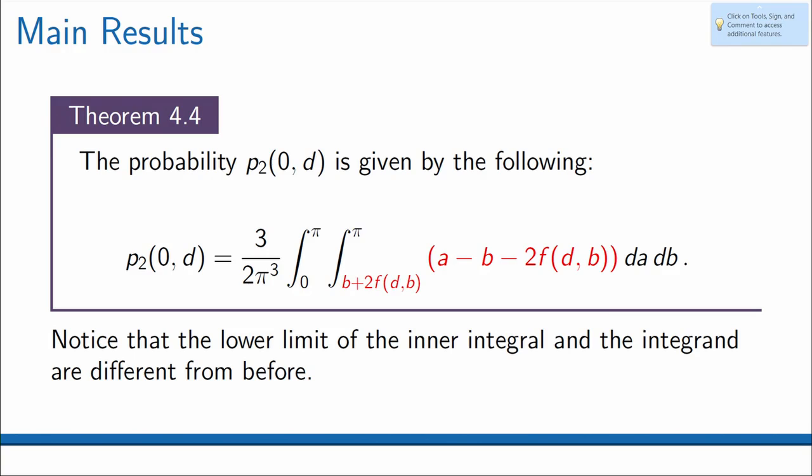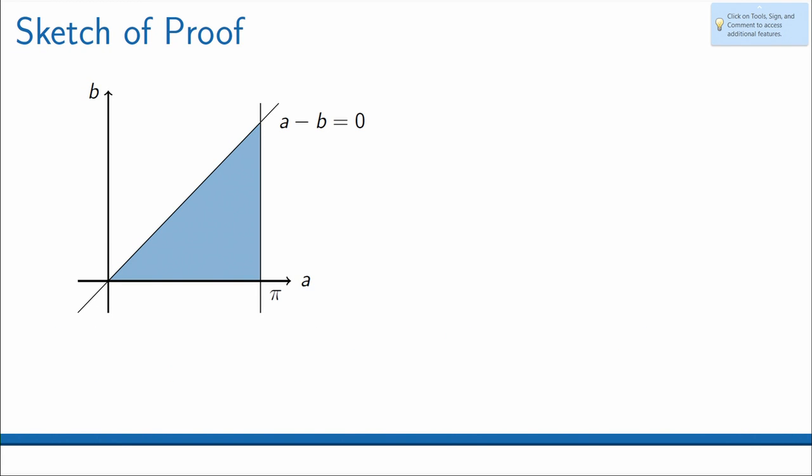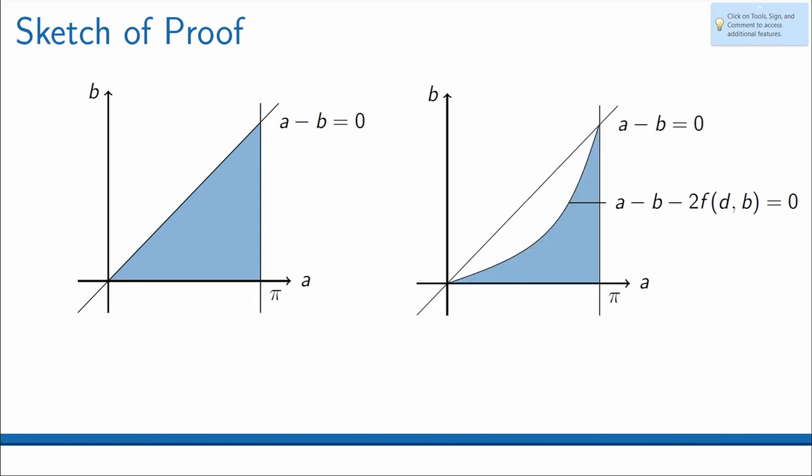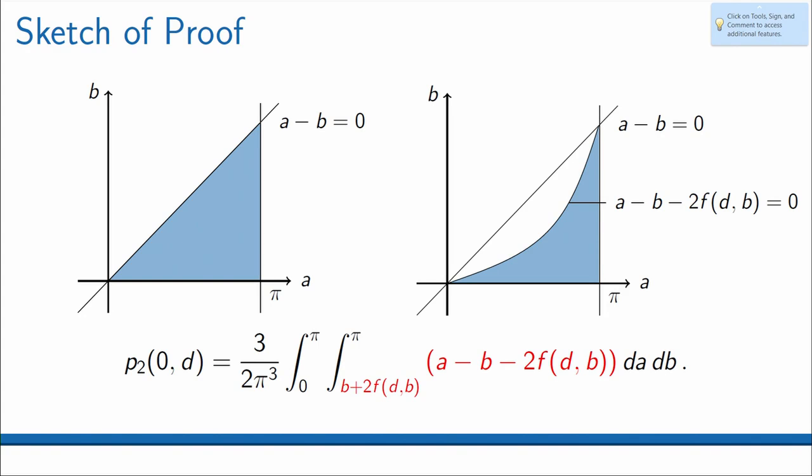And finally, this is the integral form of the probability function. Notice that the lower limits of the inner integral and the integrand are different from before. Notice that in the previous part, we were integrating over this blue triangle, but in this, with the newly added condition, we are integrating over this blue region instead. And therefore, by referring to the graph, we get this result.